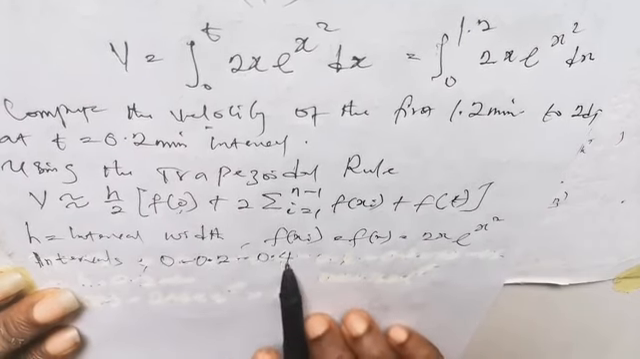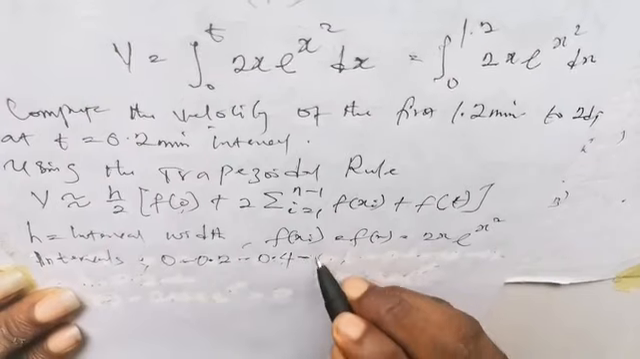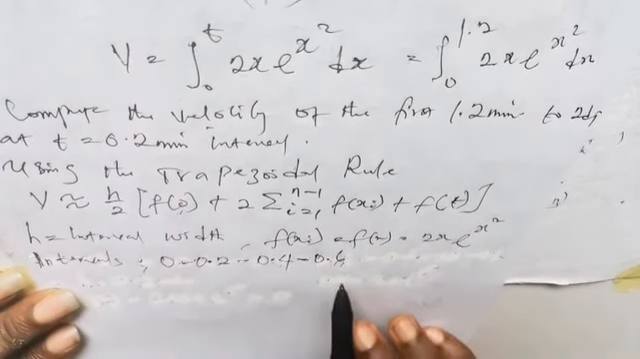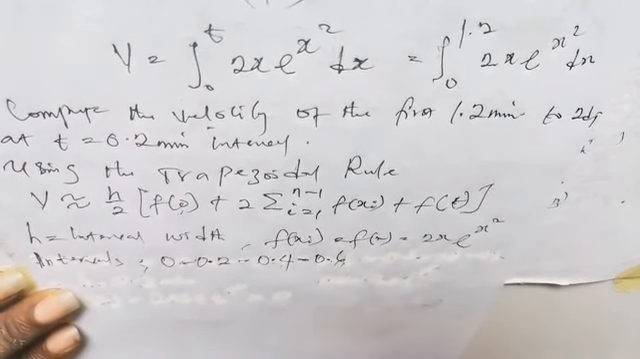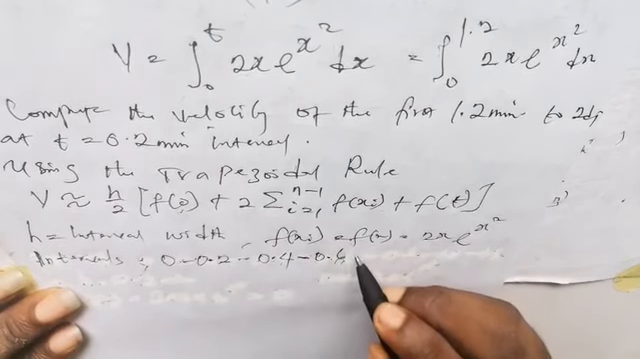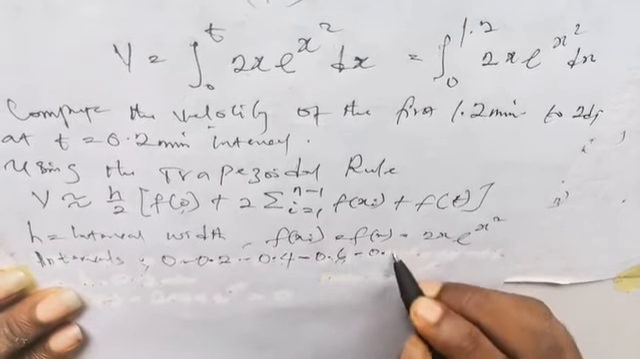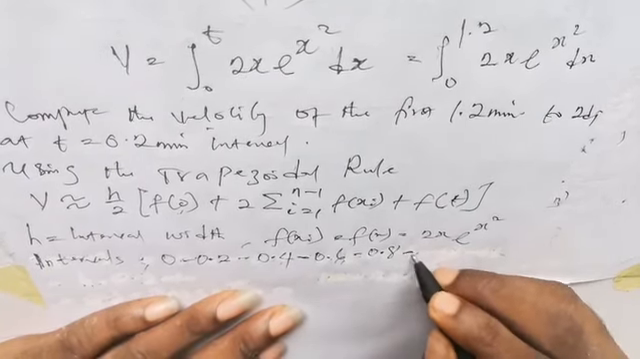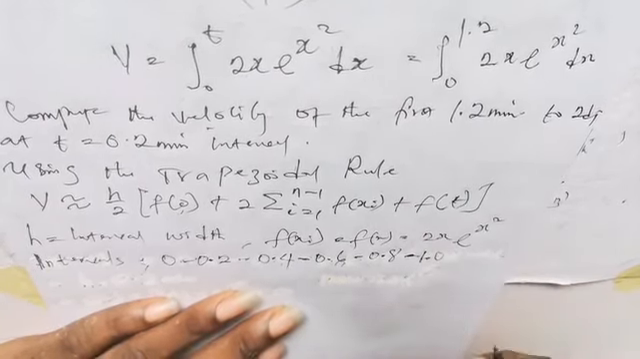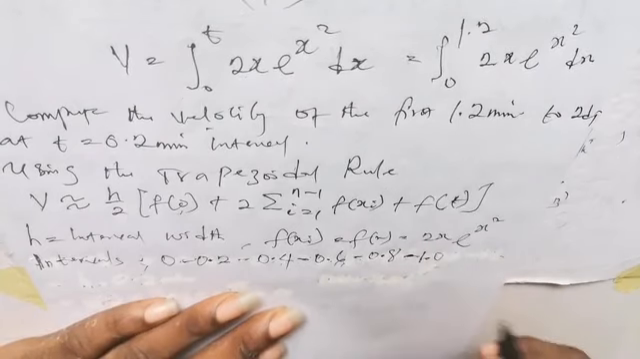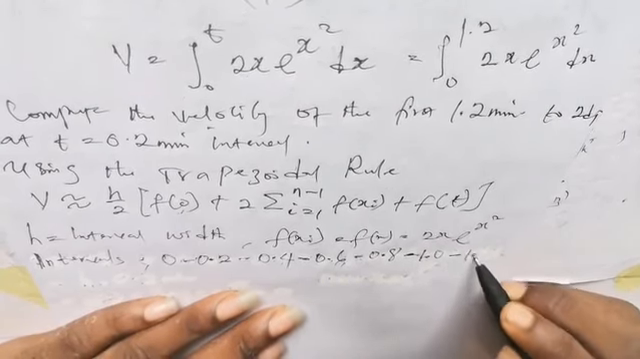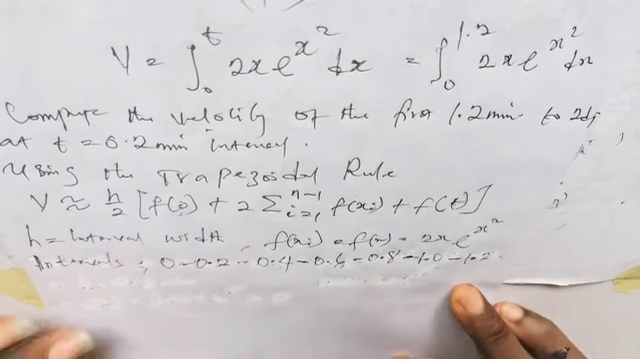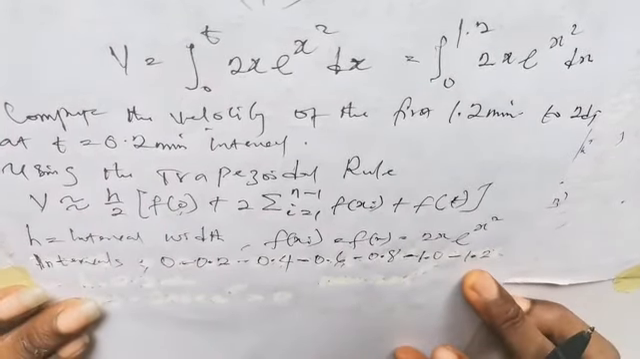Then again, add 0.2 to 0.4. This will give me 0.6. And 0.6 minus 0.4 will give me 0.2. So you do this until you get to the highest limit, which is 1.2 for the first 1.2 minutes. If I add 0.2 to 0.6, I will have 0.8. If I add 0.2 to 0.8, I will have 1.0, and if I add 0.2 to 1.0, I will have 1.2. So which is what we are asked. This is where we are going to end our analysis.